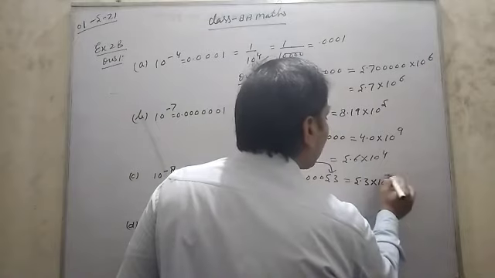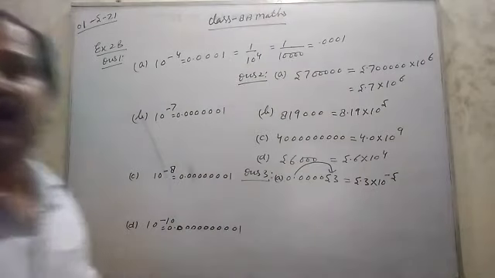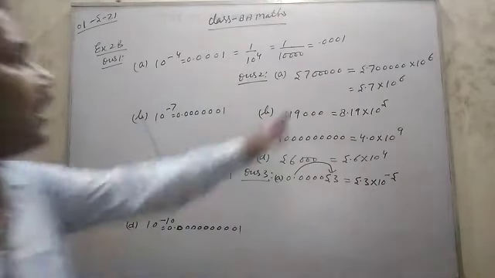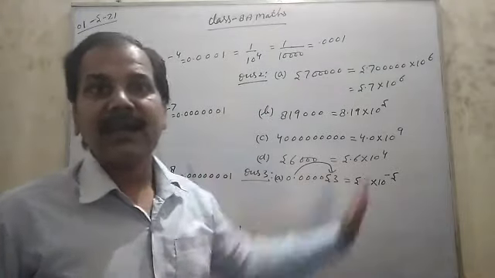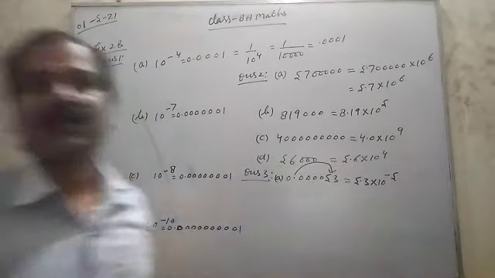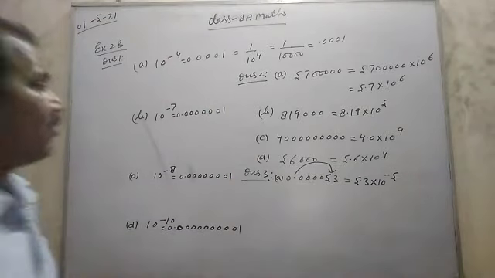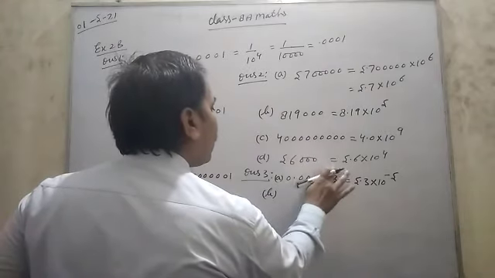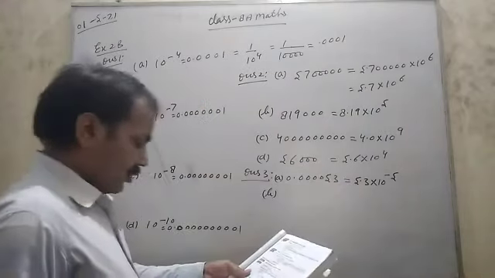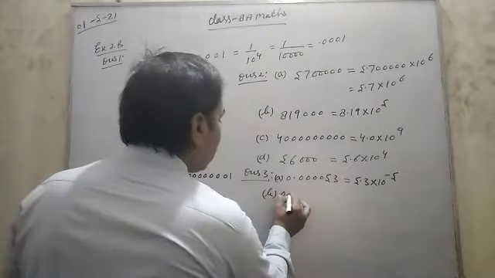So 10 to the power minus will be. The difference is plus and minus. When shifted to the left-hand side, then plus. When shifted to the right-hand side, then the power will be minus. The remaining process is the same. Then B, 0.70.